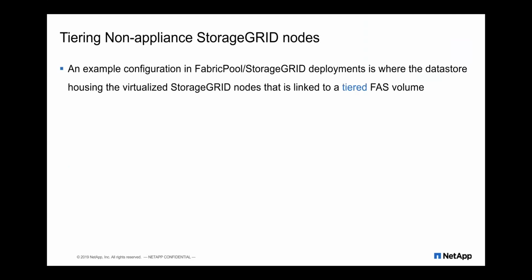So like I said, that's one common example configuration that we typically see. The problem is when the data store housing those virtual machines is actually linked to a tiered FAS volume. That means the FAS volume that houses potentially the VM files or the container files is combined into objects and then tiered into StorageGRID.